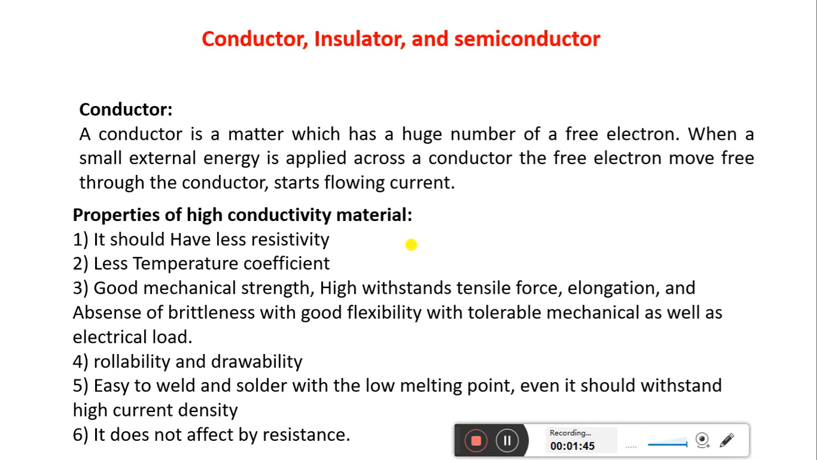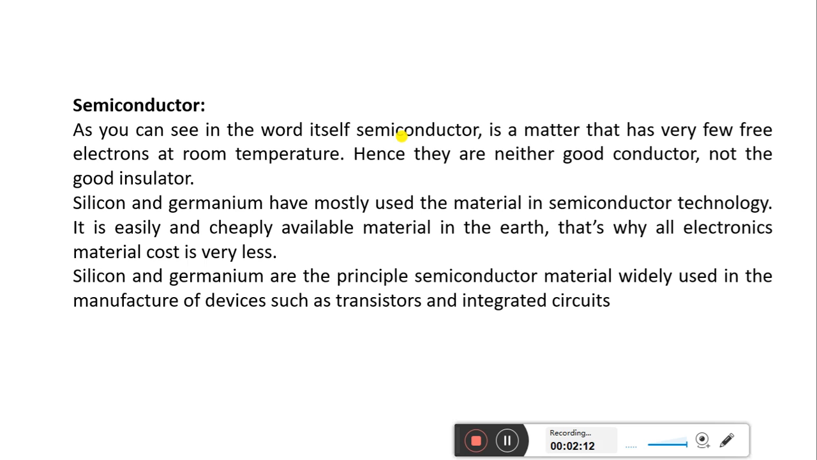Fourth is rollability and drawability. Fifth is being easy to weld and solder with a low melting point, and it should even withstand high current density. And the last one is that it is not affected by resistance. So these are the important properties of a conductor.